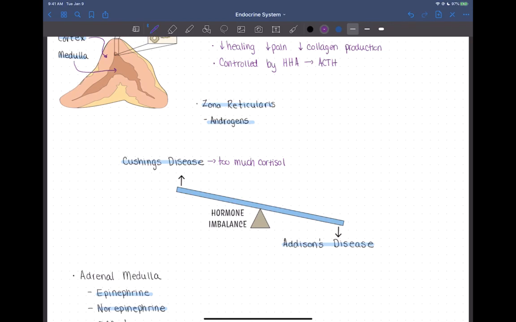Also, a tumor of the adrenal cortex, where this hormone is made, could result in overproduction of cortisol. Long-term use of glucocorticoid drugs can also lead to Cushing's disease, so cortisone-type drugs could lead to this condition. Let's talk about some symptoms or things we see with Cushing's disease. Obviously, this person would have a very high blood glucose.